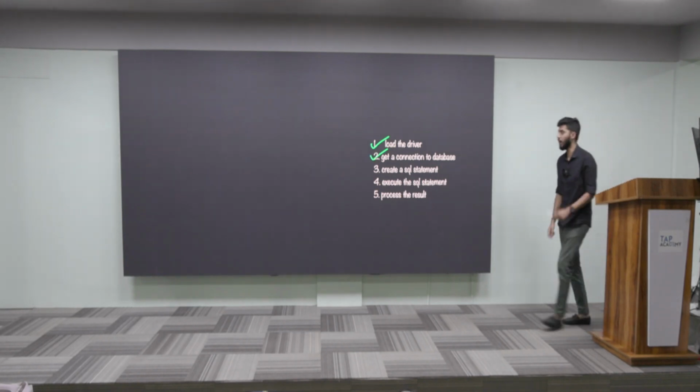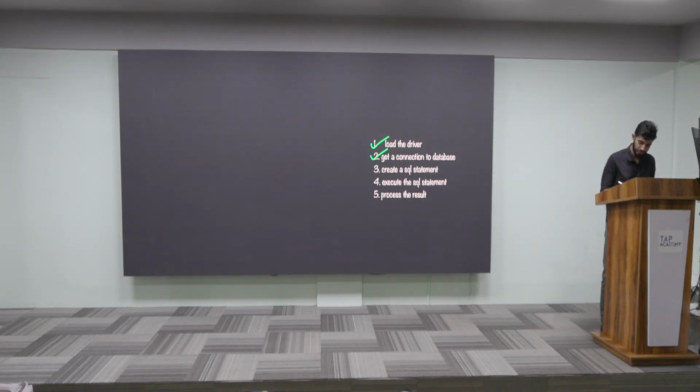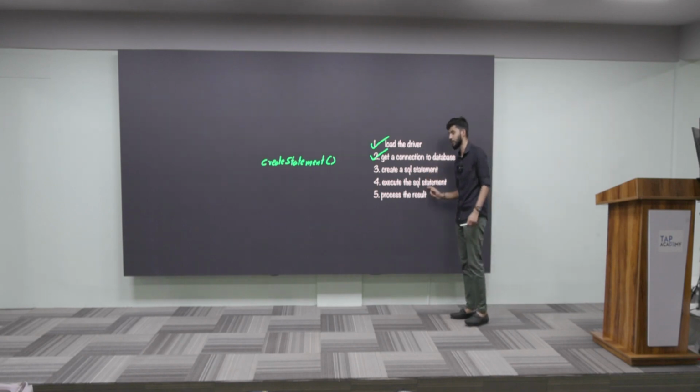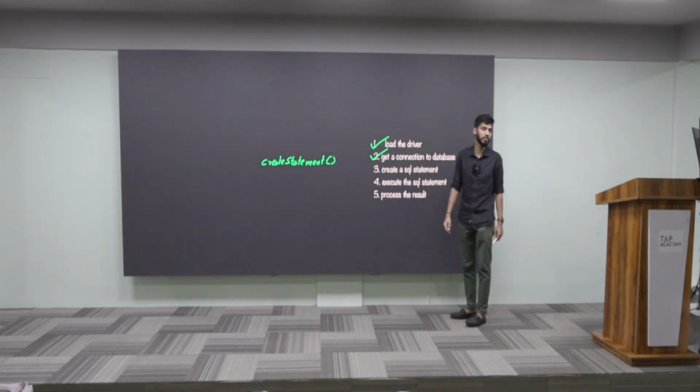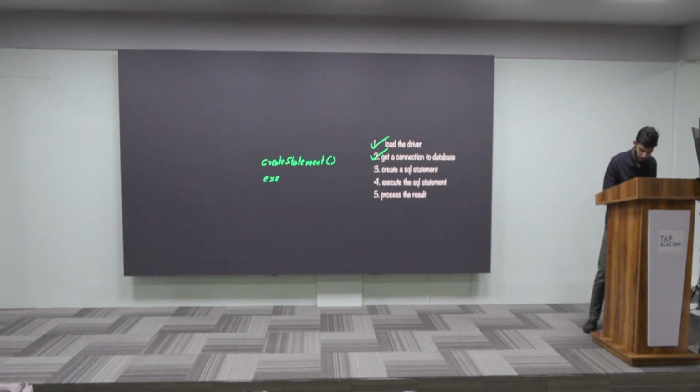After you get the connection, how can you create a statement? What is the name of the method? To create a statement, the method name is createStatement. This is how you create the statement. And after that, you need to execute the SQL statement. How do you execute it? You need to write executeQuery. Is this clear to you?